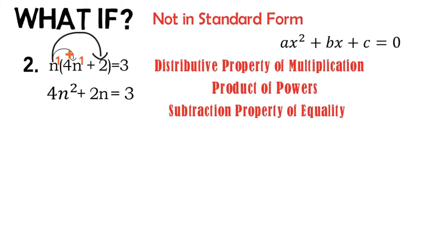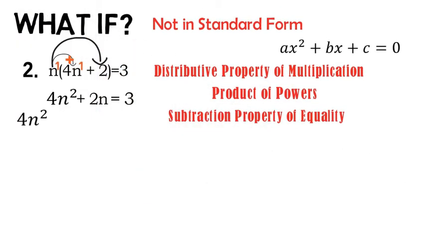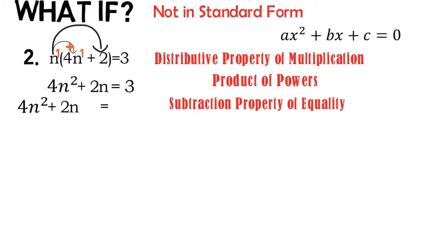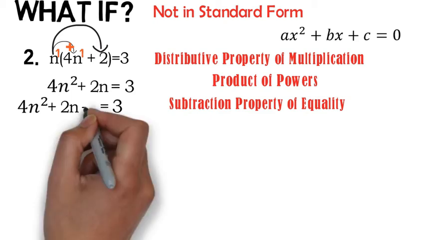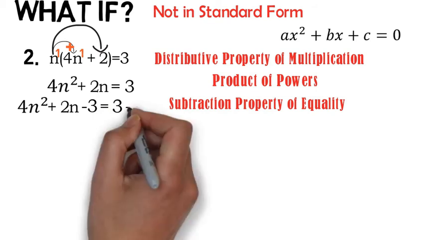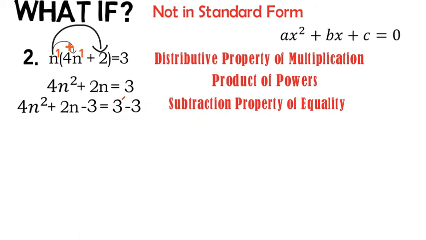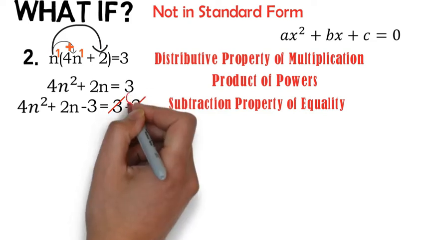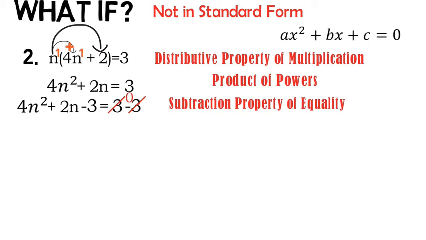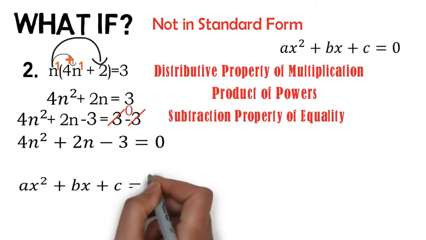So, just write down 4n squared plus 2n. Then, subtraction. We also write 3. Then, subtract na tayo. Here, we subtract 3, because it is the one on the right-hand side that we transfer or transpose to the left-hand side. So, 3 minus 3, we have 0. Then, this is now our equation. So, that is now written in standard form.